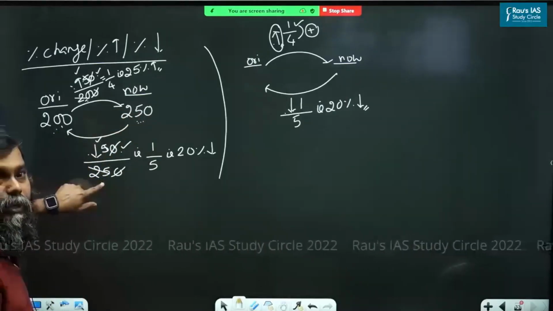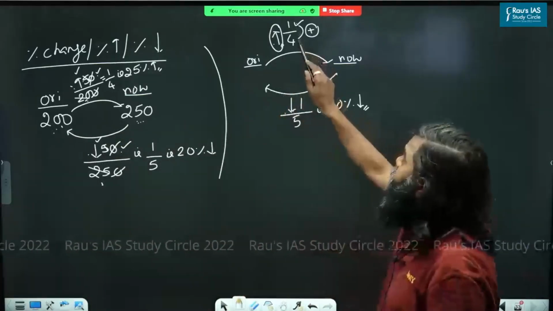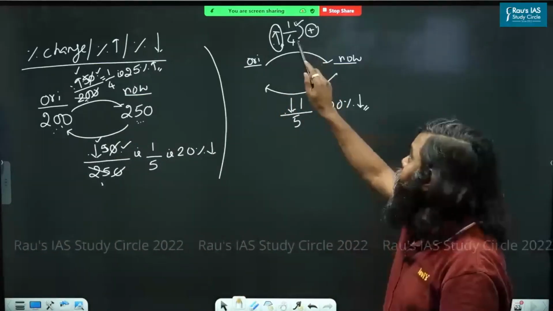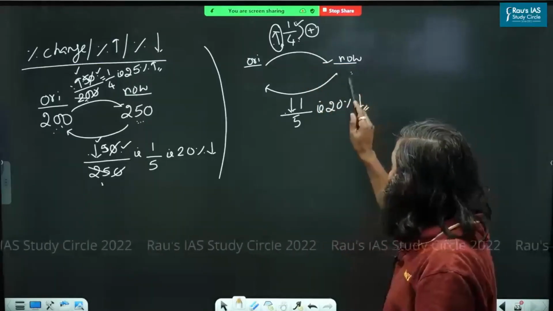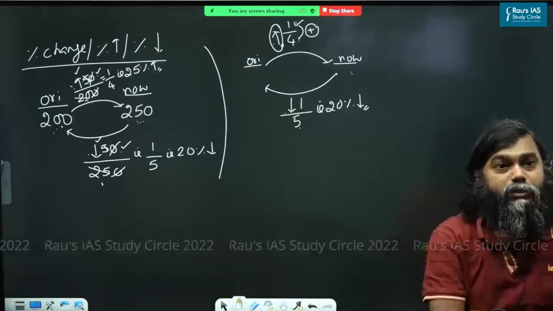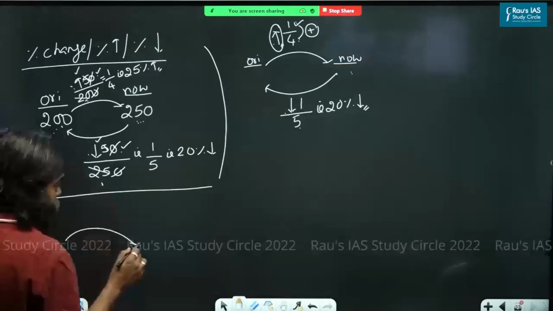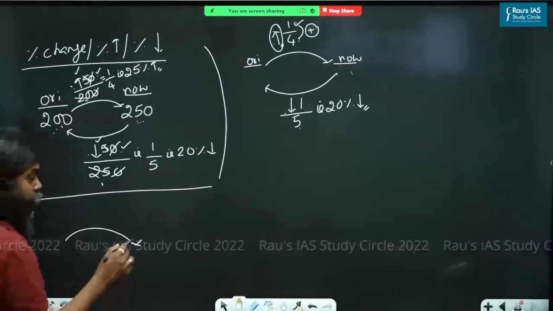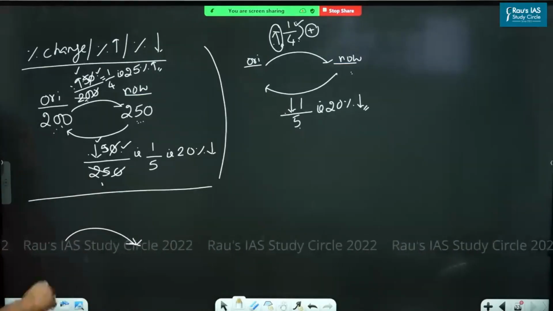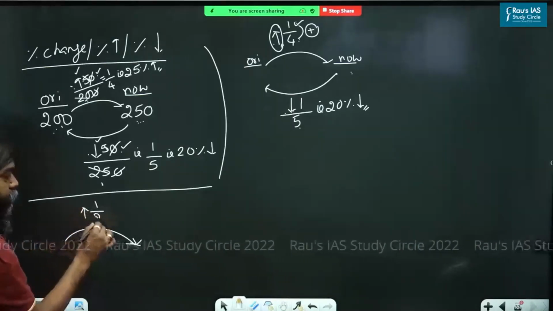Come to here. The reference is increasing. Add numerator and denominator. That is 5. That is going to be the new value. That is going to be the denominator here. Listen, so from here to here, it is increased by 12.5%. 12.5% means 1 by 8. Just now we wrote 1 by 8.